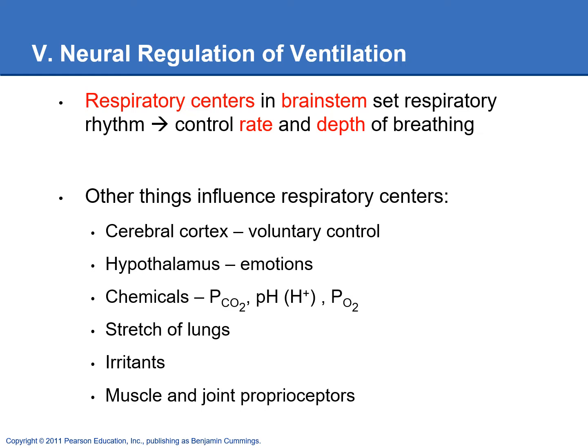Irritants will make you cough, and then the muscle and joint proprioceptors are telling your brainstem the position of the limbs. When you start exercising, the respiratory center is going to respond by increasing the respiratory rate and depth, and part of that information, how it knows you start exercising, is because of these muscle and joint proprioceptors.